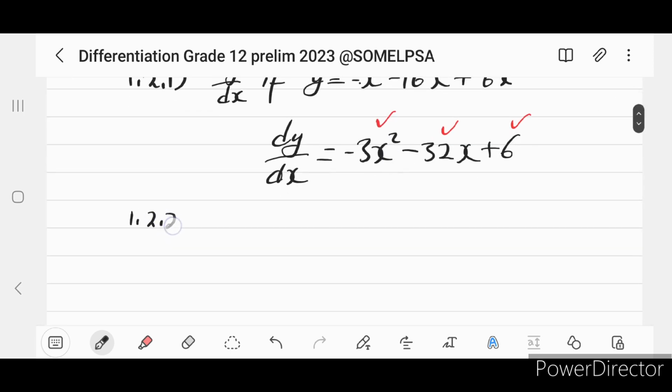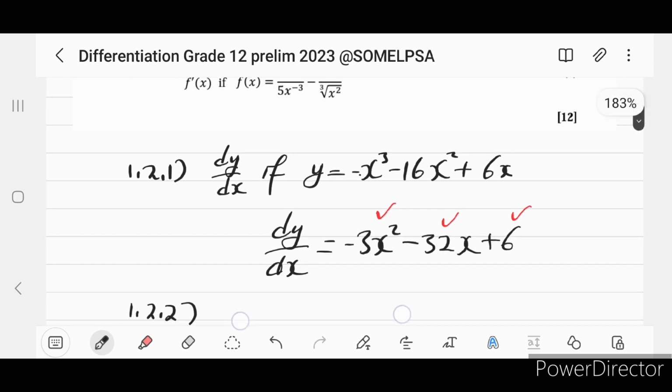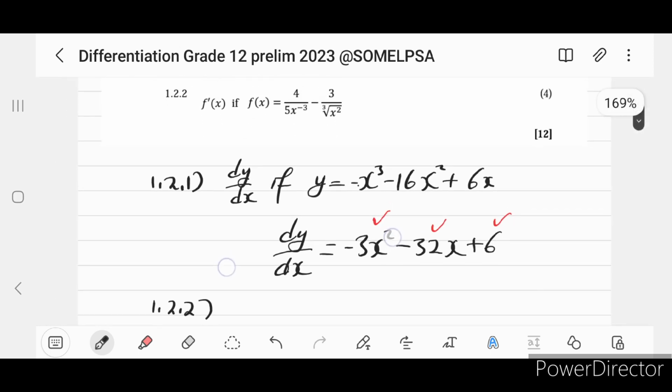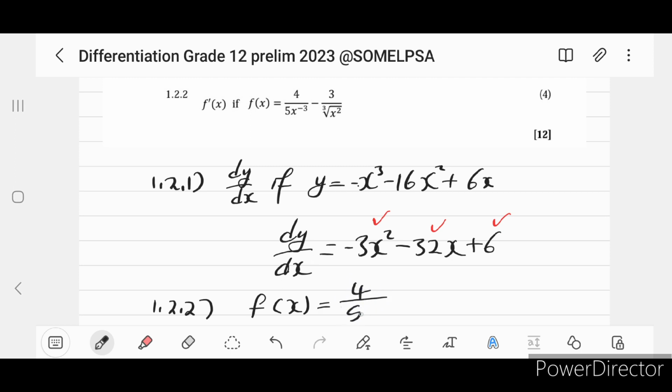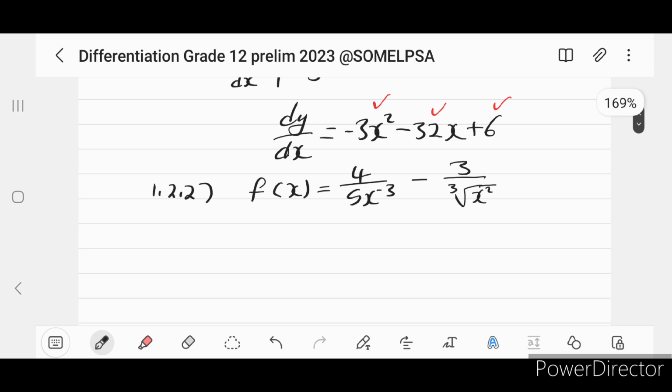So 1.2.2 was, what is it saying? It says find f prime x, which is the derivative, if f of x equals 4 times the fifth root of x minus 3 minus 3x squared. Okay, so that is it.